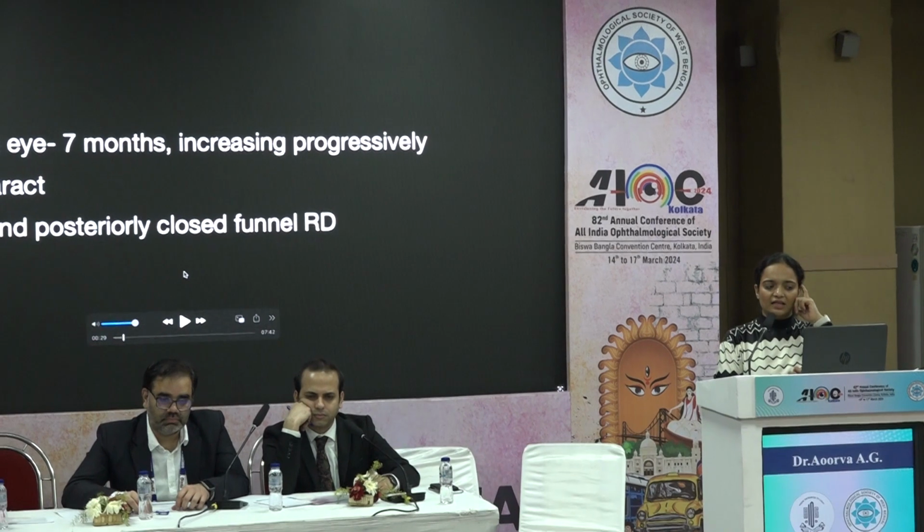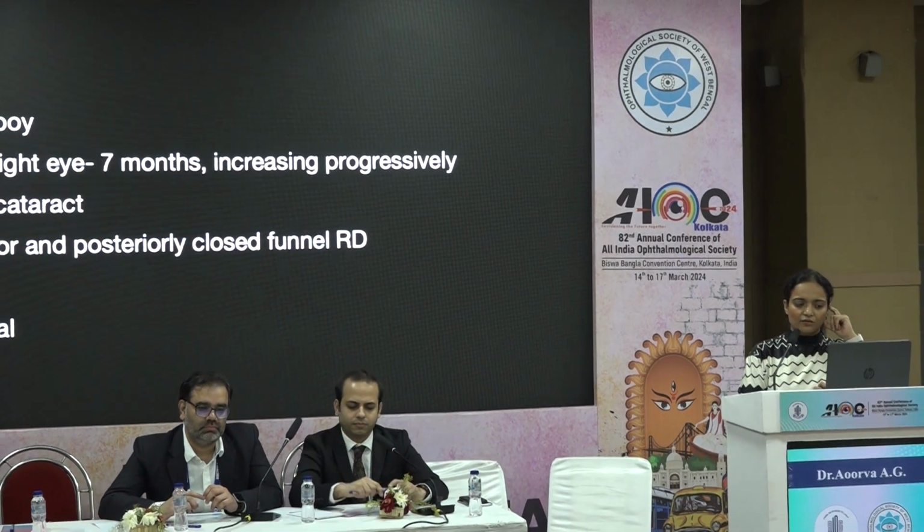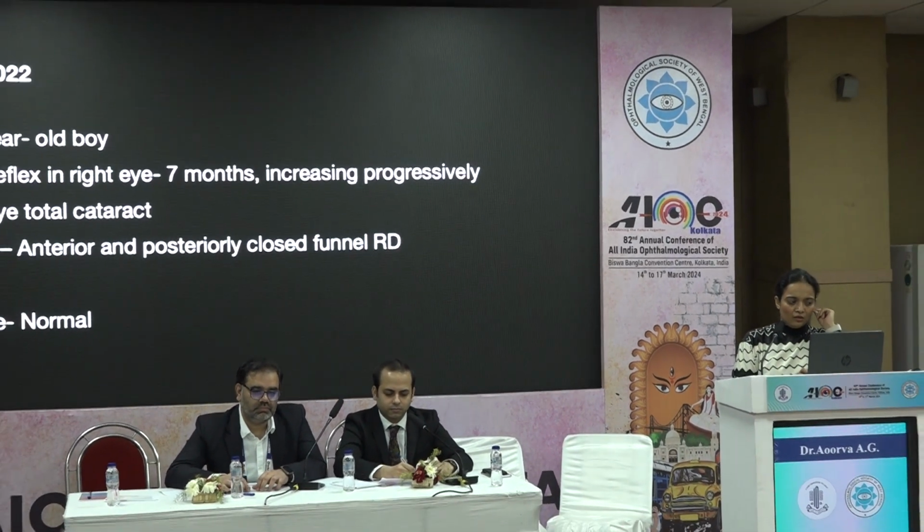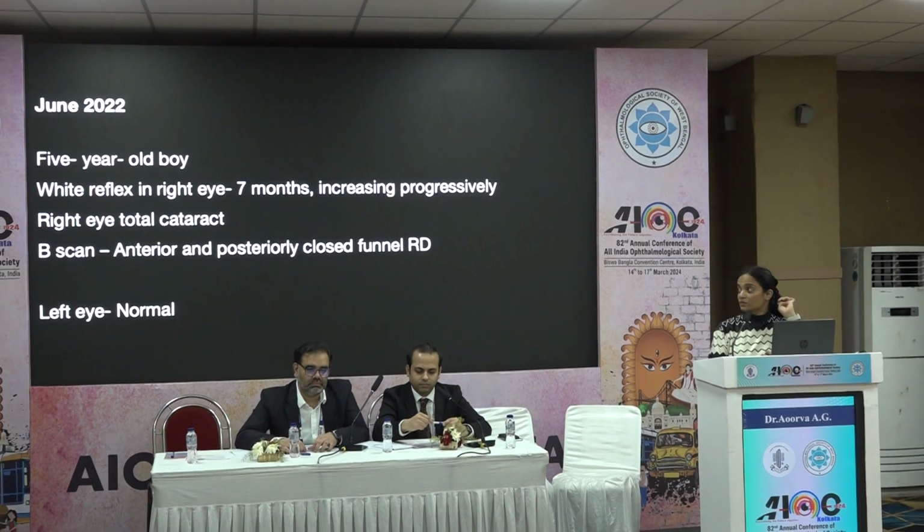So this is one of my cases, the first of a series of cases of pediatric retinal detachments. Case 1 is Trocar Follies. This was a 5-year-old boy with a white reflex in the right eye noticed since 7 months, and it was increasing progressively. A right eye total cataract was diagnosed.